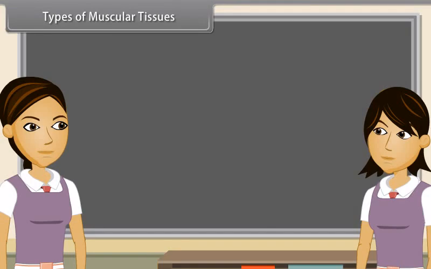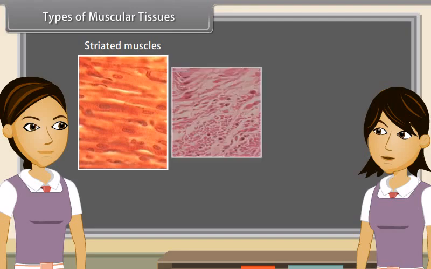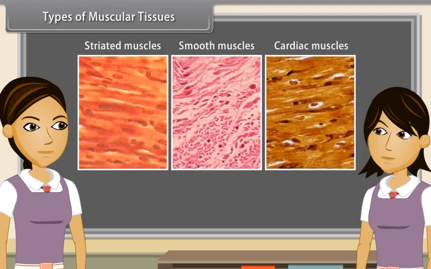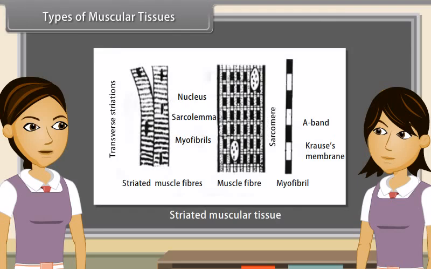Types of muscular tissues. Ankita, on the basis of location, structure and function, muscle fibers are of three types: striated muscles, smooth muscles and cardiac muscles. Striated muscles are found in limbs, tongue, abdominal wall, pharynx and esophagus. They have alternate light and dark bands of striations. They are long, cylindrical, unbranched and multinucleated. These muscles move when we want them to move, so they are also called voluntary muscles.